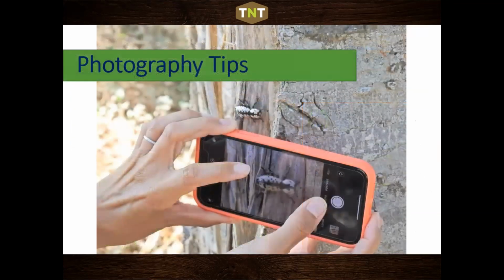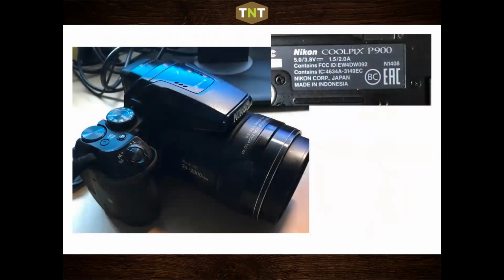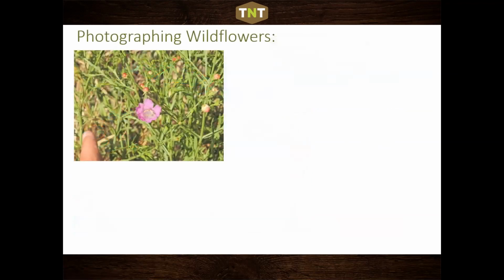All right, some photography tips, and I wanted to share this with you, especially when it comes to plants. This little device is called a Xenvo. It has a 15-power macro lens on it that you can attach to your cell phone. It takes spectacular close-up pictures, especially of plants and insects. I would encourage you to look into that because it really does provide quality images, especially with small wildflowers and small insects. You also don't have to buy a camera with a 2-foot-long lens that costs thousands of dollars. This is a camera that we were issued at work, and it works really good for taking photographs of a lot of different things at different ranges.